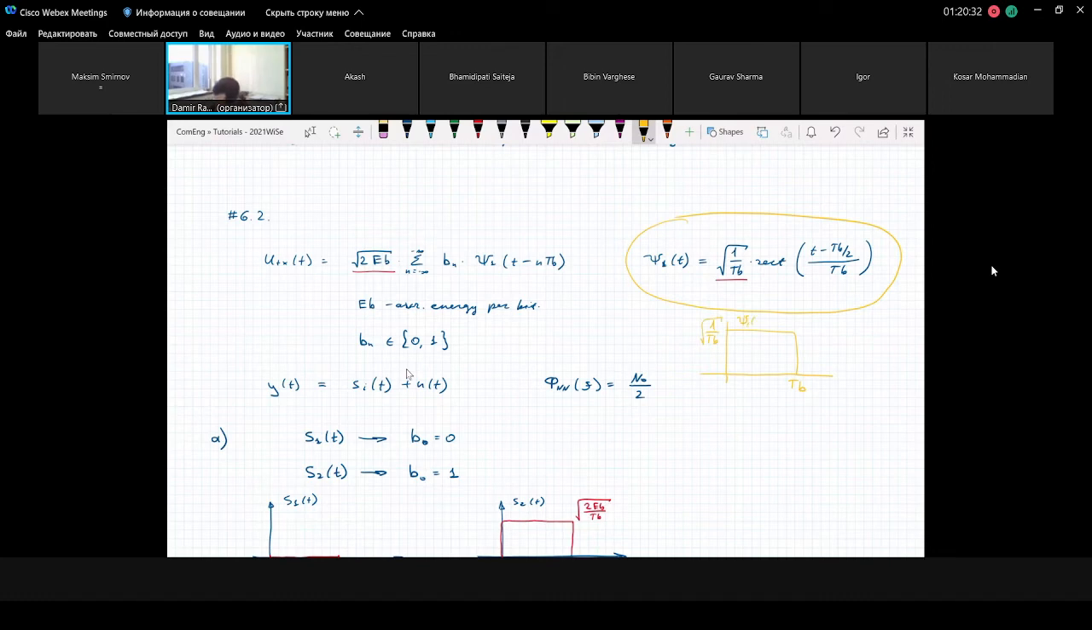When you calculate energy, you are integrating from 0 to TB of the basis function squared dt. You just take amplitude squared, 1 over TB, times duration TB, and this result equals 1. So this basis function has unit energy.